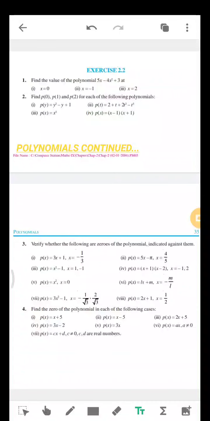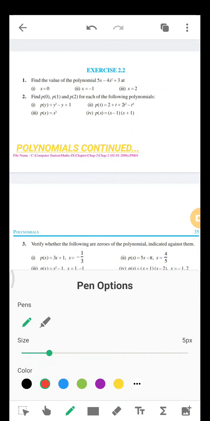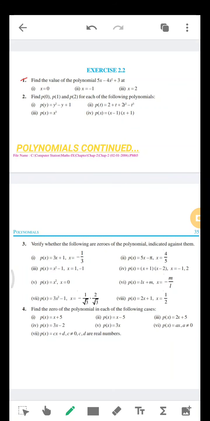Welcome back, dear students. In the last session we solved question number 1 and 2 of exercise 2.2. Hope you all remember it. In these questions we just substituted the given values in the polynomial and we got our answers. Hope you remember it. Now let's proceed with the next question, question number 3.